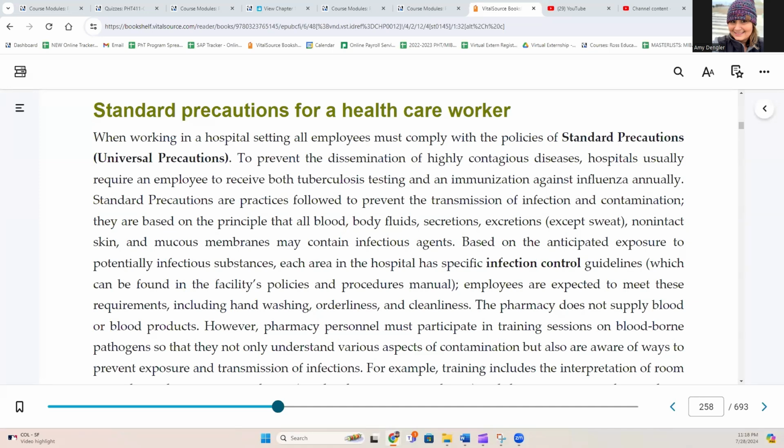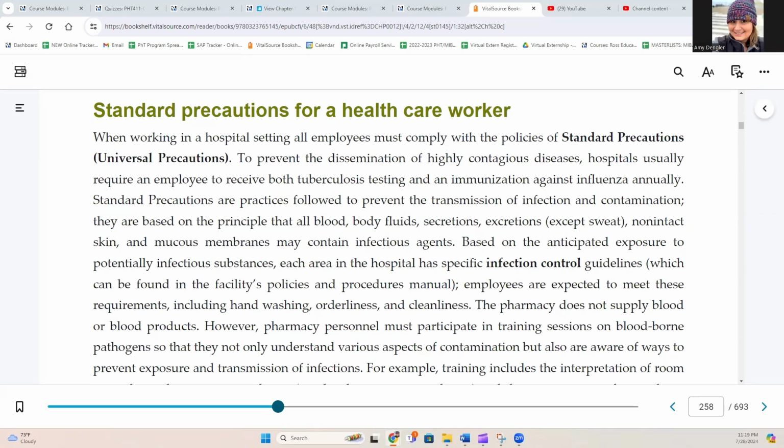When working in a hospital setting, all employees must comply with the policies of standard precautions, also known as universal precautions, to prevent the dissemination of highly contagious diseases. Hospitals usually require an employee to receive both tuberculosis testing and an immunization against influenza annually. Standard precautions are practices followed to prevent the transmission of infection and contamination. They are based on the principle that all blood, body fluids, secretions, excretions, non-intact skin, and mucous membranes may contain infectious agents.